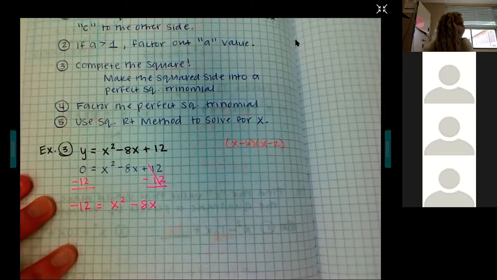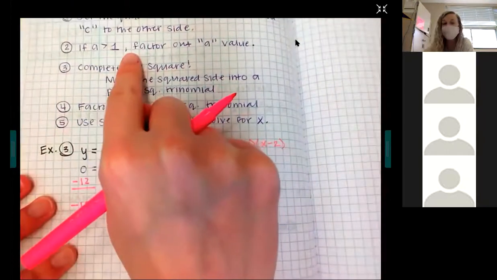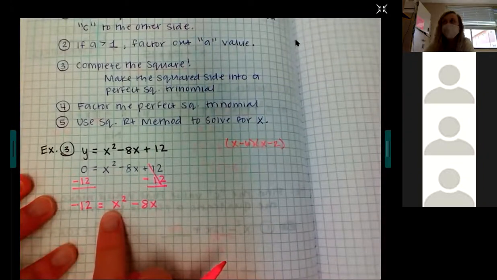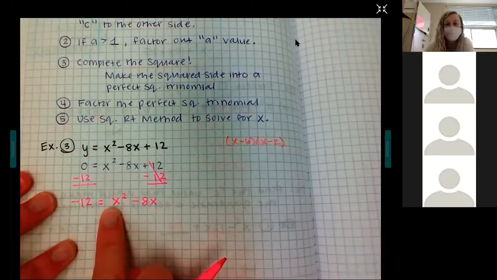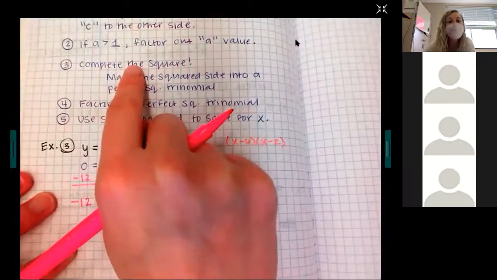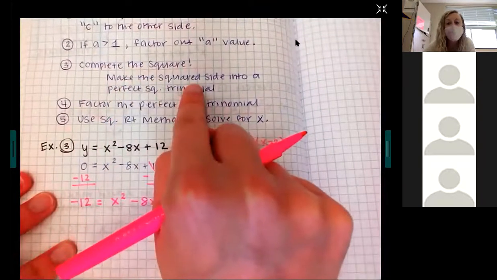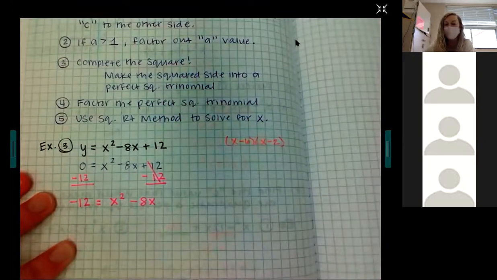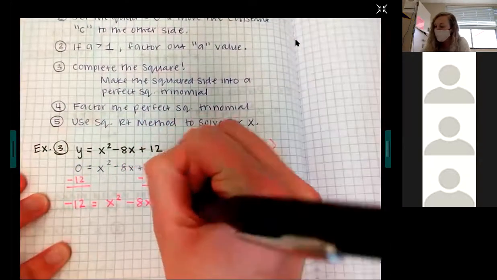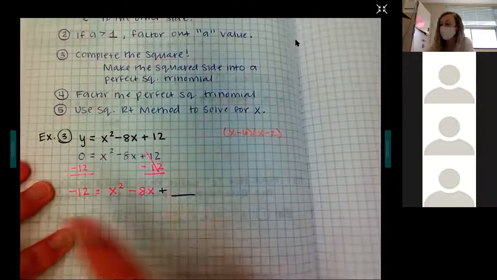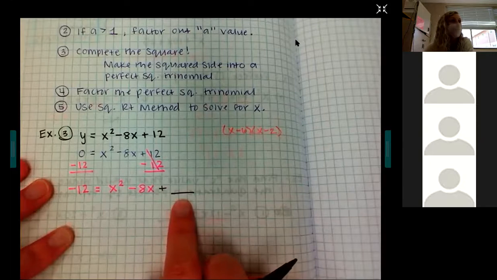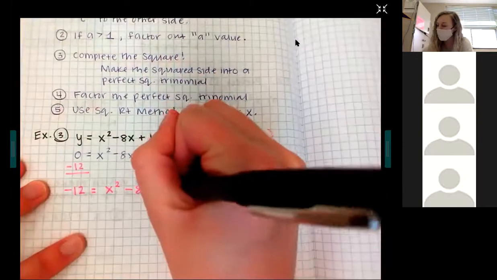We okay? All right, we're on step 2. If a is bigger than 1, you're gonna take out the a. Do we have to worry about that here? No, the a is 1, so you can skip step 2. You don't need it. Step 3, make the squared side into a perfect square trinomial. This is what we did on the front. What number do I need to put here to make this a perfect square trinomial? 16. Yes.